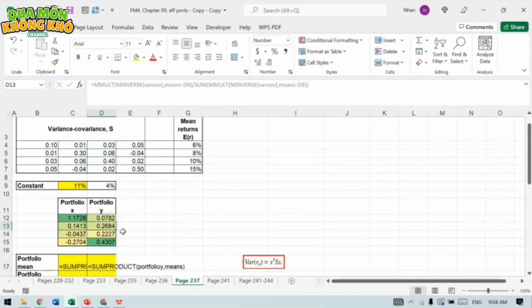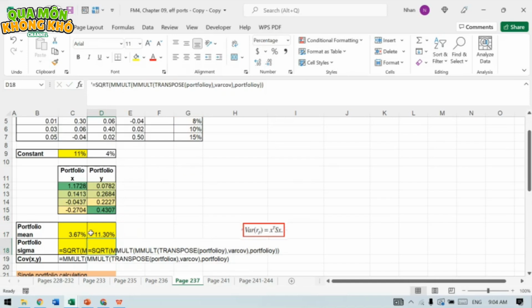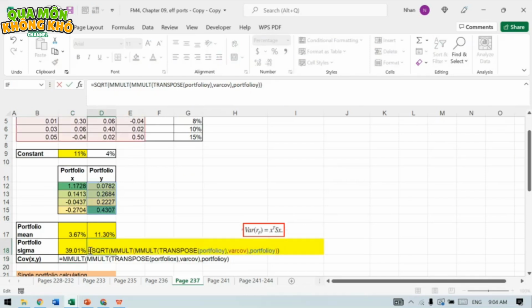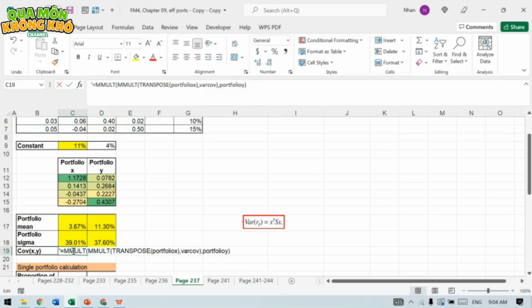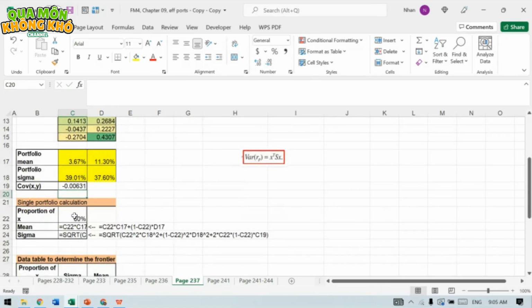So now I continue to calculate the mean and the standard deviation just with the formula that I just did before. So I should set up here for the time being. I have the sum product here, I have standard deviation, and covariance of 2 I have here. So I calculate the single portfolio calculation.